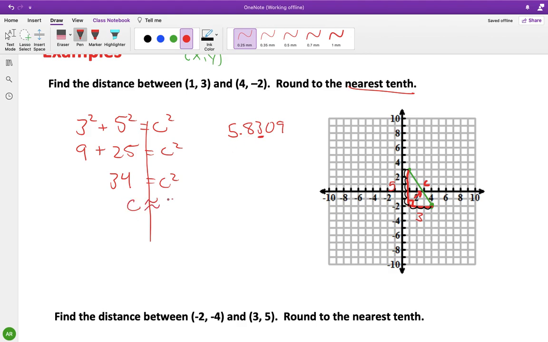So I can say c is approximately 5.8 units. So that means the length of the distance between the points (1, 3) and (4, negative 2) is approximately 5 and 8 tenths of a unit. Once again, after you have the points in the right spot, make a right triangle and solve for the hypotenuse.